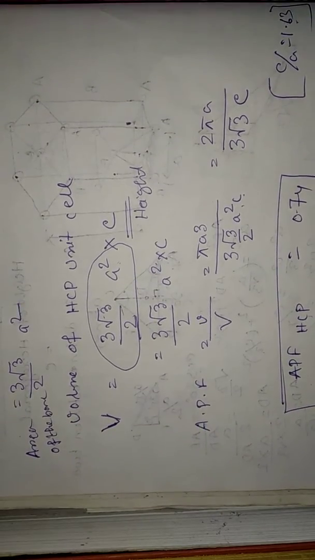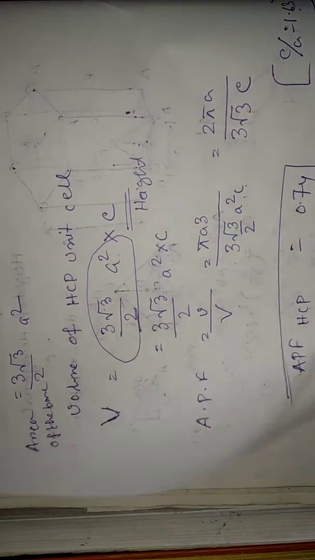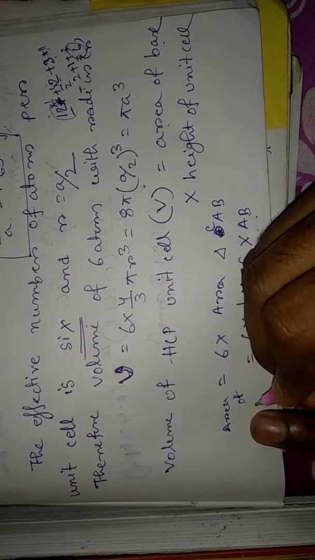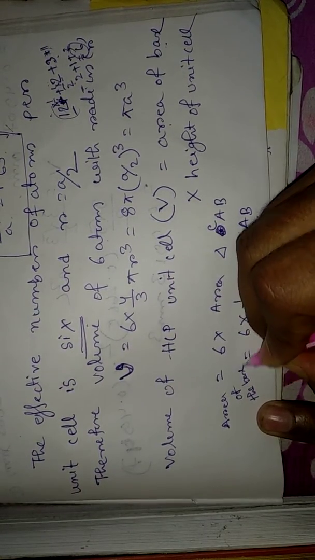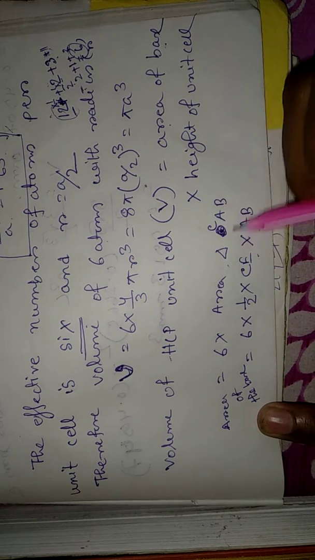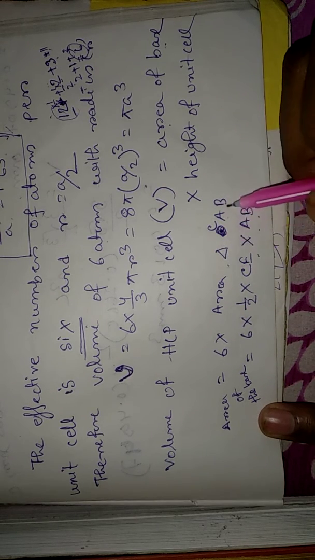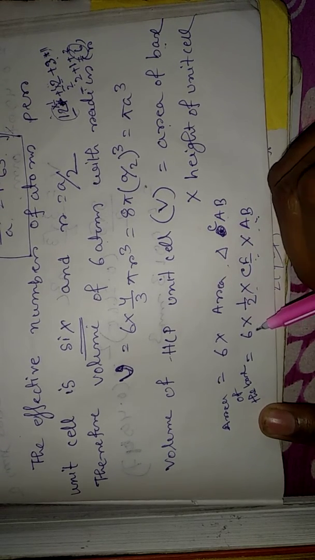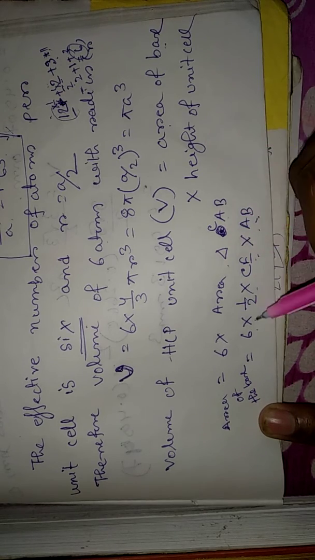Now when you calculate the volume of the HCP unit cell, so I am wrong, actually we have already done this. This is the calculation for the area of the base. The area of the base is equal to 6 times the area of triangle CAB. One triangle's area is half into C into AB. Since there are 6 similar triangles, that's why it's 6 into that one. Okay, that is the area of the base.